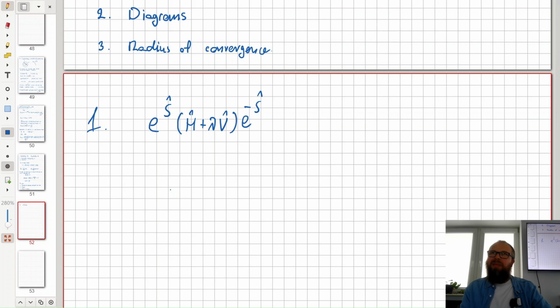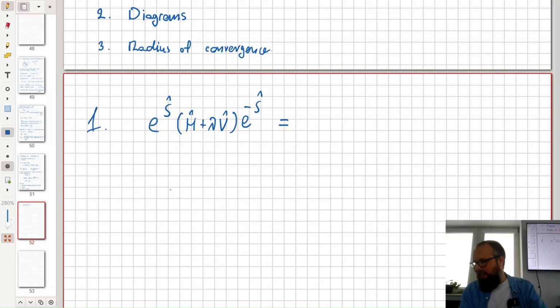I don't remember where the minus should be. It's here or here, whatever. Up to minus, it will be fine. And first, it will be convenient to actually rewrite it as an exponent of a super operator.